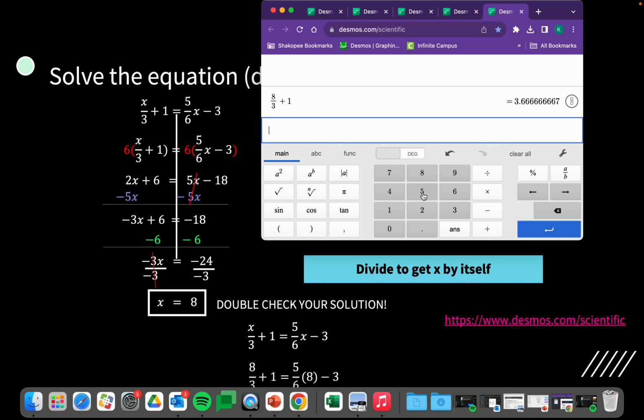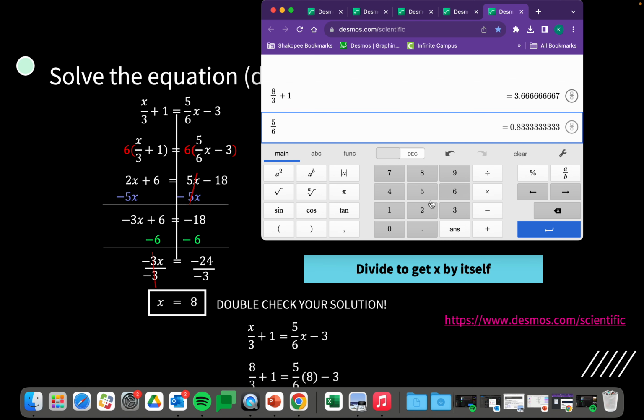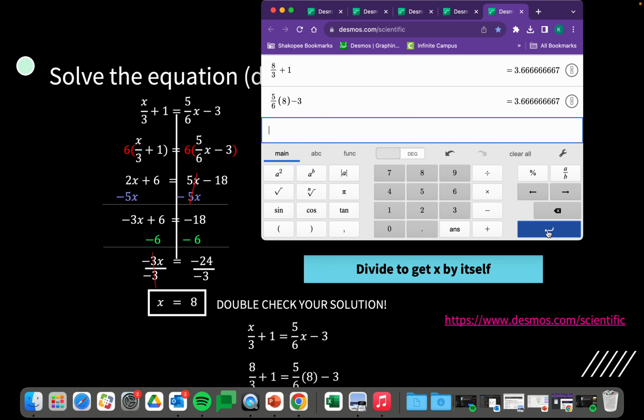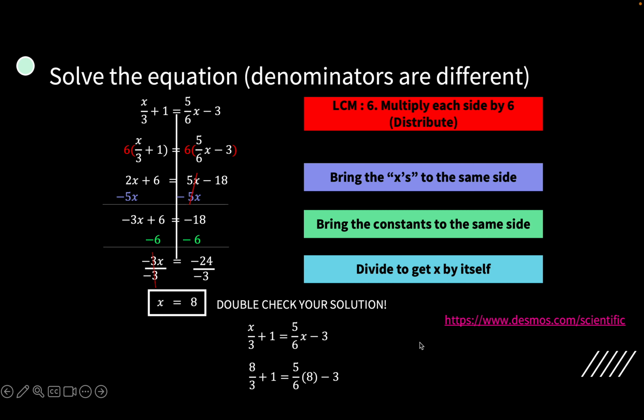So we have 5 over 6. Plugging in 8. So we'll put 8 in parentheses. Minus 3. And I get the same decimal. If we want it in fraction form, we get to click here. It will convert to a fraction. So if we left it in fraction form, you'll notice that we get the same thing on both sides, which means 8 has to be our solution.